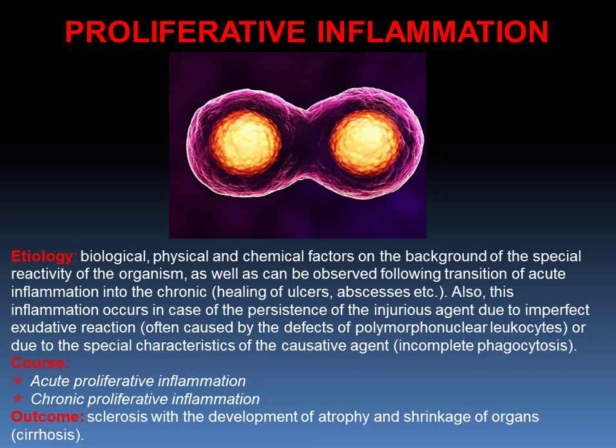Proliferative inflammation can pass as an acute or chronic variant. Acute variant is observed in a number of infections like typhoid fever, tularemia, brucellosis, and some allergic diseases like acute rheumatic fever, acute glomerulonephritis. Chronic proliferative inflammation occurs with periods of remissions and exacerbations. Outcome of proliferative inflammation is usually sclerosis with the development of atrophy and shrinkage of organs, sometimes even with functional insufficiency, which is named cirrhosis.